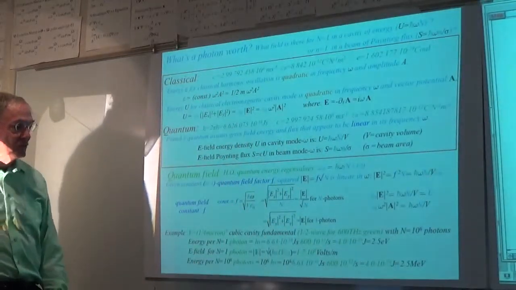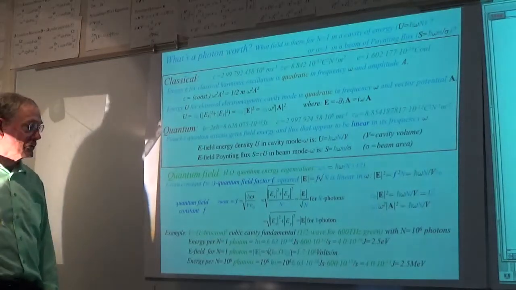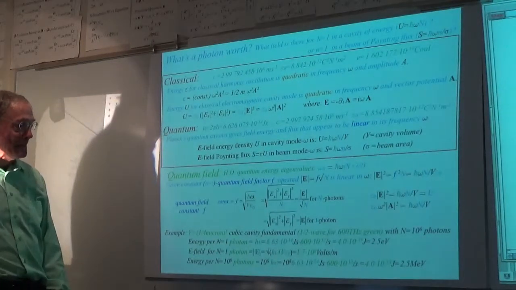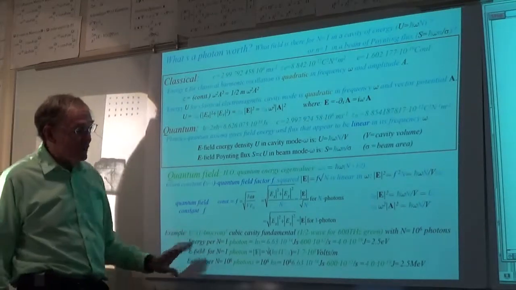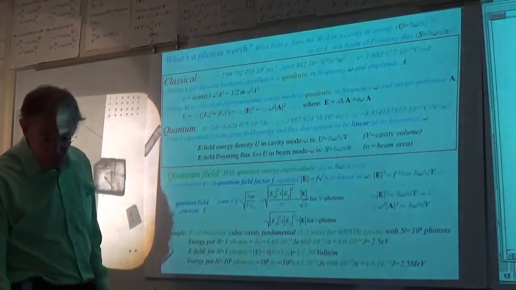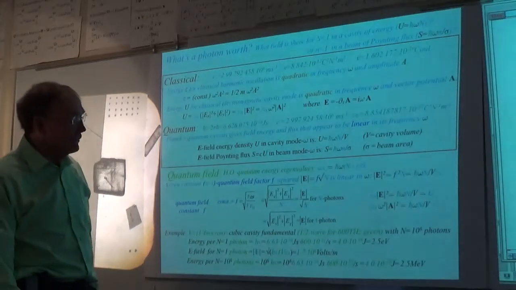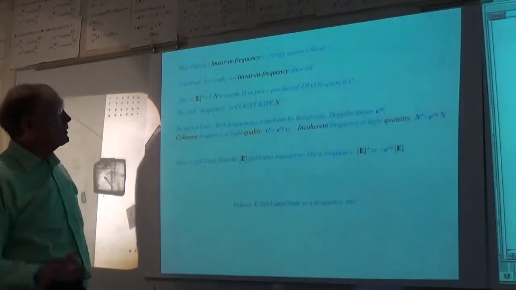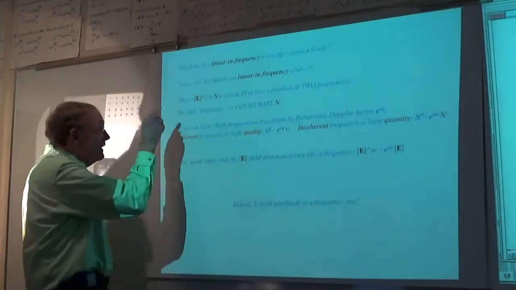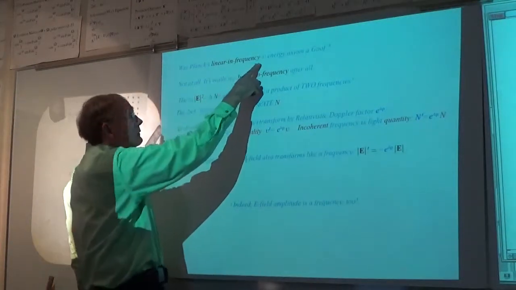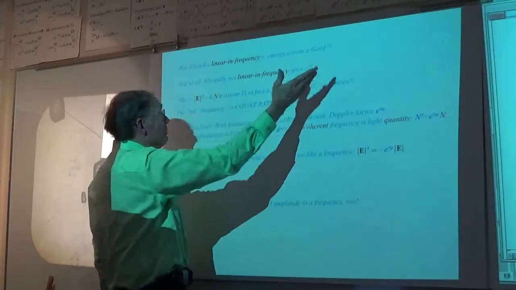Okay? 2.5 times a million electron volts. That's worth knowing. Now I have reference sightings here for some more of this kind of numbering, but I want to go on. Now, we can ask again, was Planck's linear in frequency energy axiom a goof?